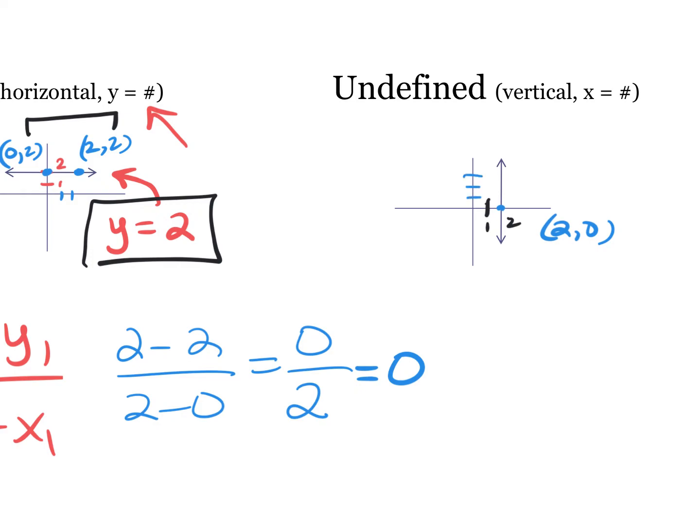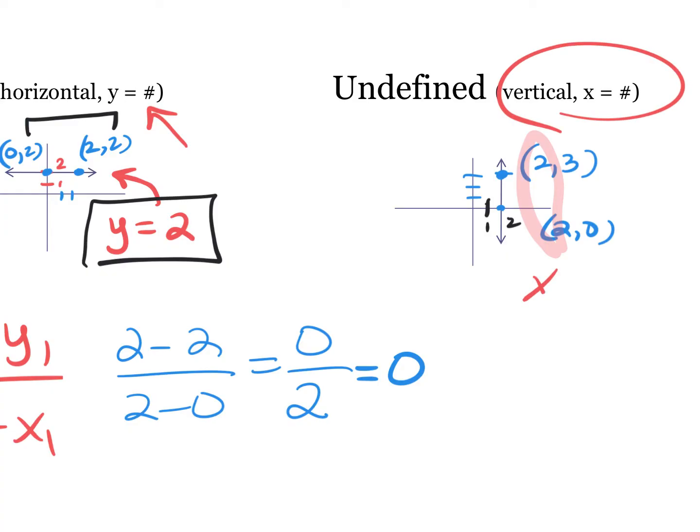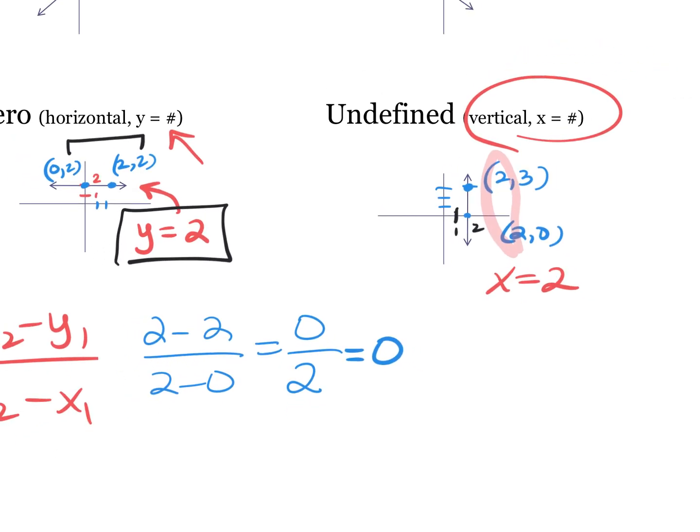And let me go up a little higher. Let's do a different number. Let's say this ordered pair is (2, 3). Notice what's the same this time are your x values. This equation that's graphed is going to be x equals a number, and it is the number where your line crosses through the x-axis. So again, if I did the slope formula, then I would be doing 3 minus 0 over 2 minus 2.